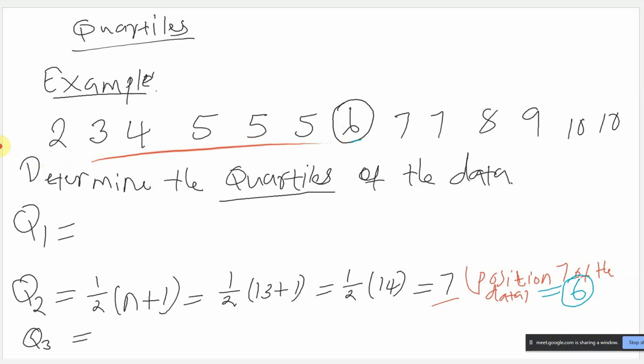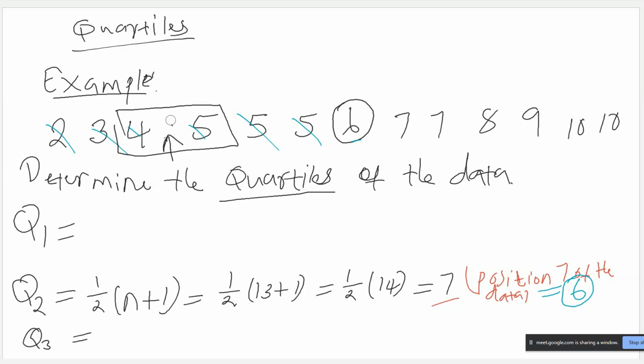So how many numbers do I have? 1 2 3 4 5 6. I have 6 data points in the first half. So the middle, I'll go like this, and then this way and that way, and then here and here. So I am actually stuck with these 2 numbers. Since this first half has an even number of values, my first quartile will be somewhere here.